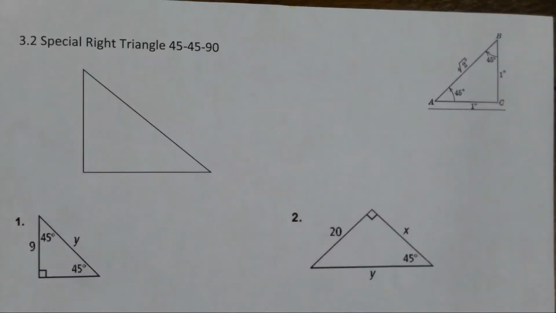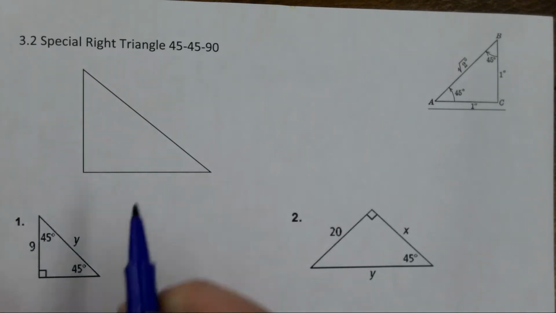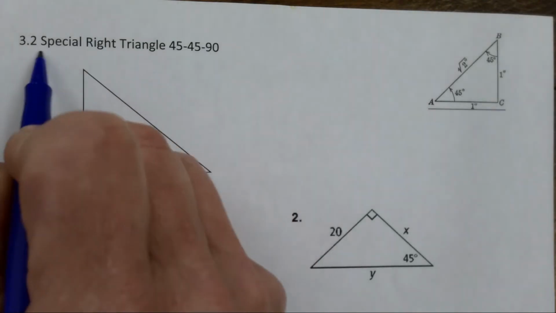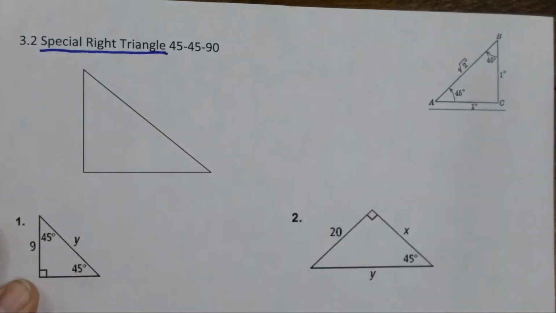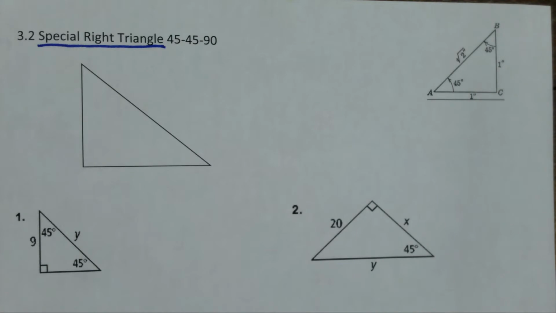So you found the pattern, so all we're going to do is work with that pattern today. Remember, these are referred to as special right triangles. Actually, we have two of them. One we're going to talk about today, one we'll talk about on Monday.